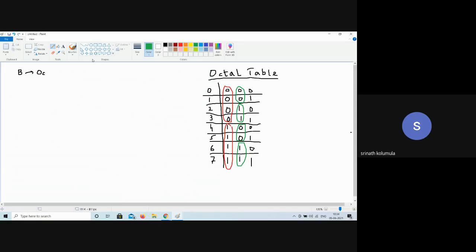Now, I'll give you a problem. Convert this given binary into octal. The binary is 1 0 1 1 0 1 1. Octal means to the base what? To the base 8. Convert it to the base 8.